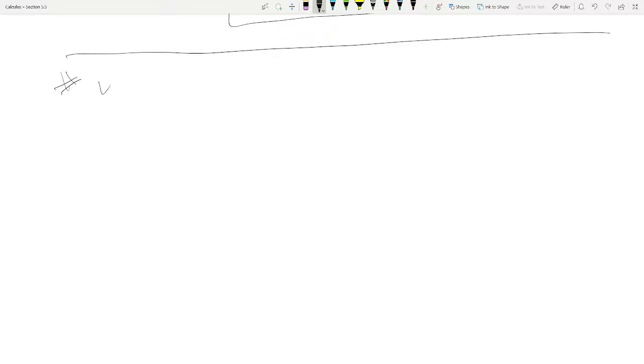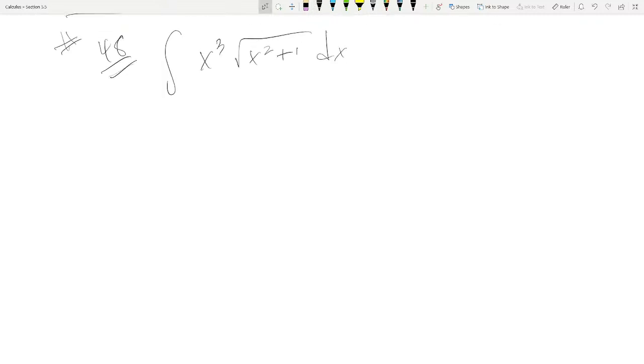Okay, number 48, same kind of deal. You get conditioned to pick the thing inside the parentheses, and it's a good thing to have, but sometimes you get stuck, but we'll get out of it. Now, here's another one to think of: what would you like to have? If you picked u equal to x squared plus 1, as you might be in the habit of doing by now, then you'll do du, and that's 2x dx.